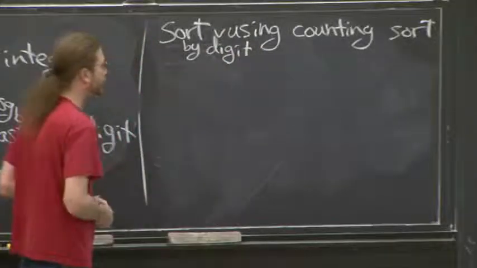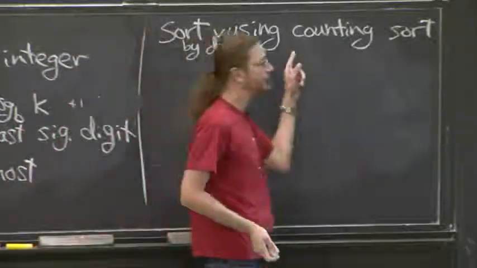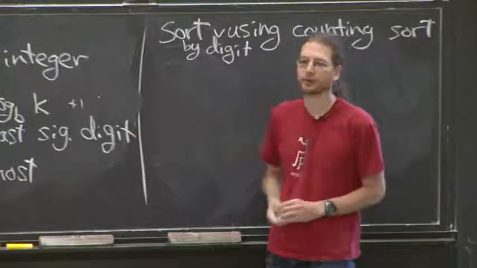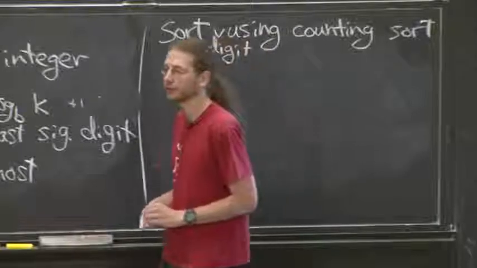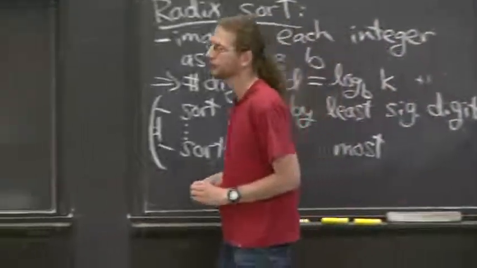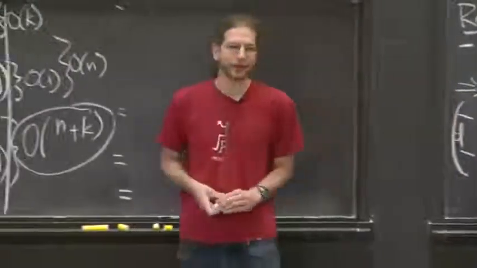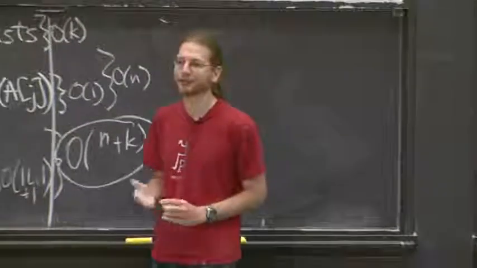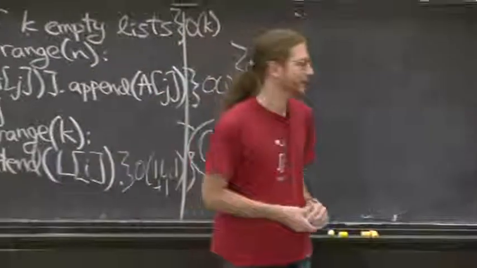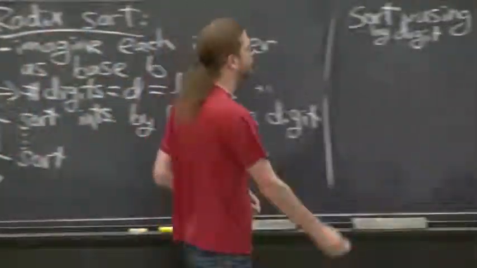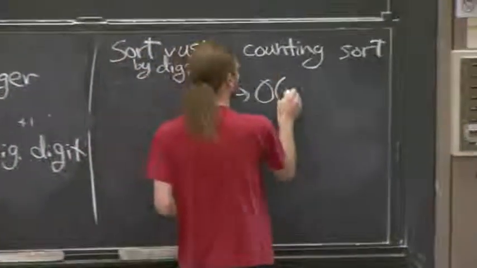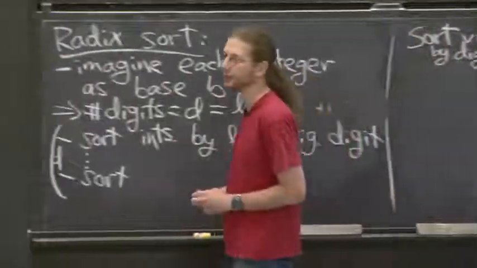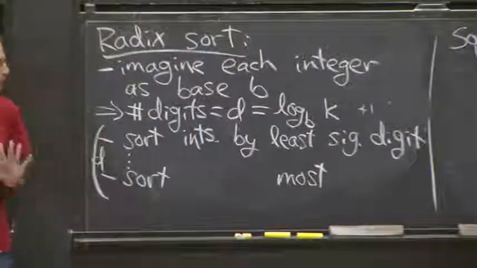So how long does it take to sort using counting sort in this setting? Normally it's n plus k. Here it is n plus b. Good. Because all of our digits are between 0 and b minus 1, so we're just sorting by digit.